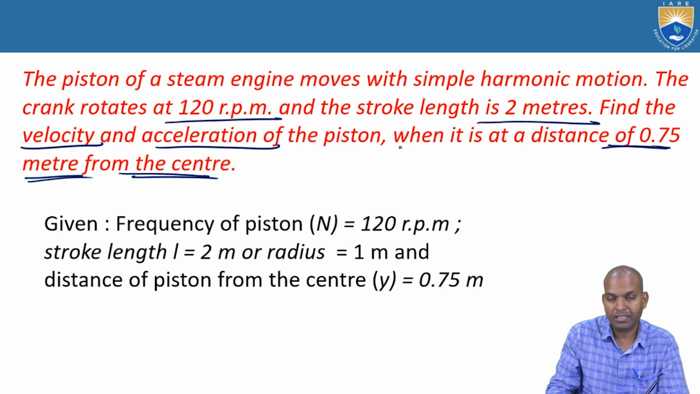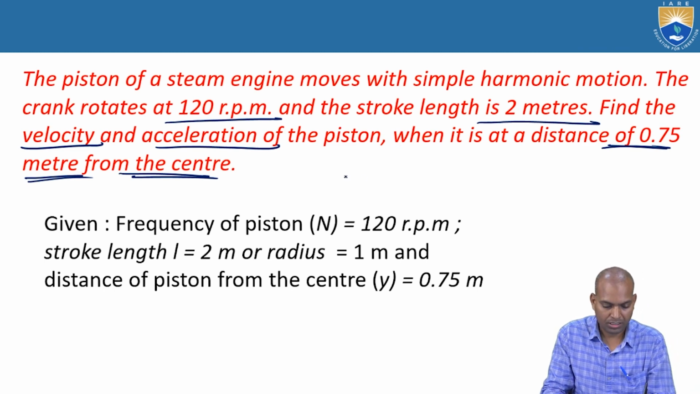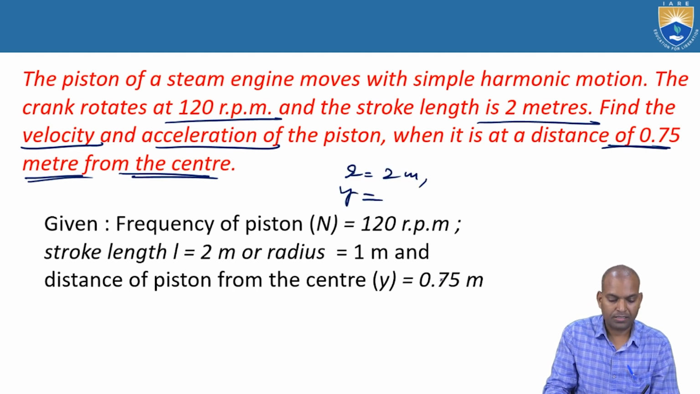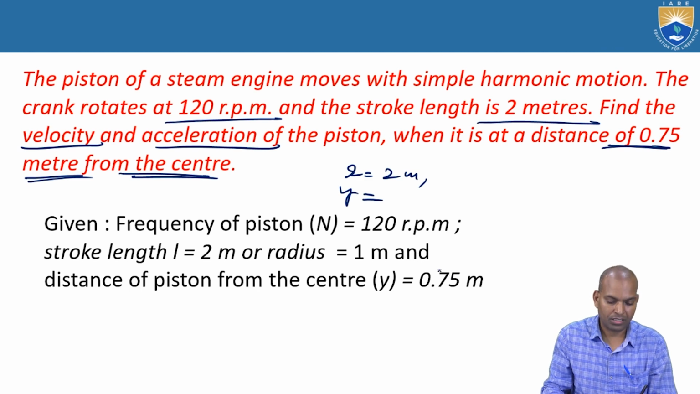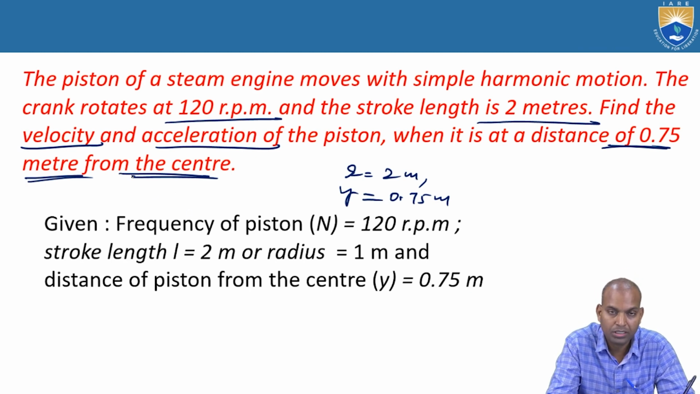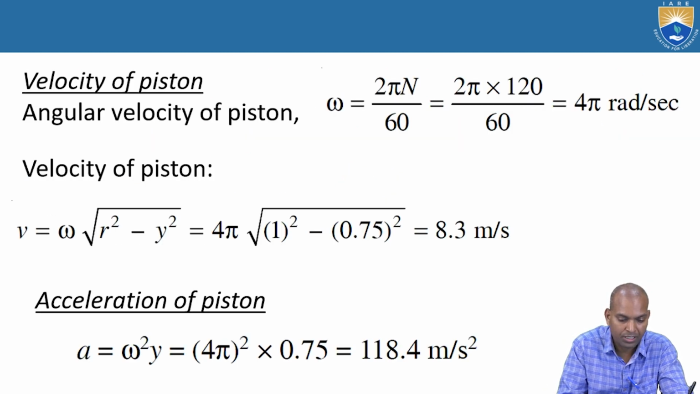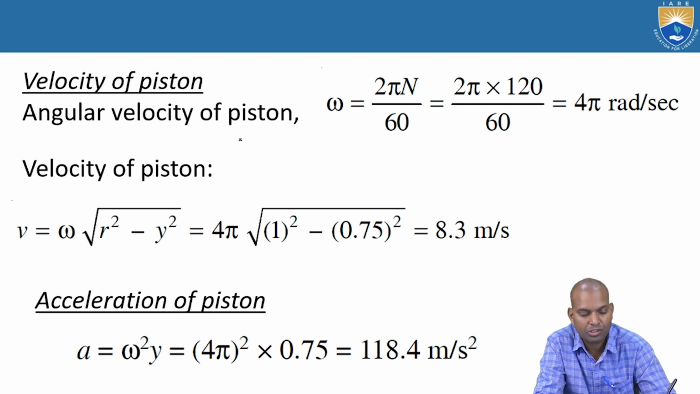The stroke length given here is 2 meters, which is nothing but the amplitude, capital R, small r equals 2 meters. The distance from the center is 0.75 meters. The frequency of the piston is 120 revolutions per minute, so omega equals 2 pi n by 60. Now we have to find the velocity. First, the angular velocity of the piston, omega equals 2 pi n by 60.